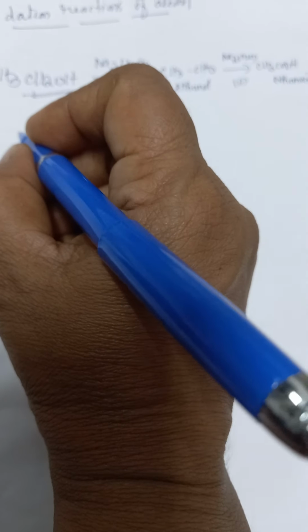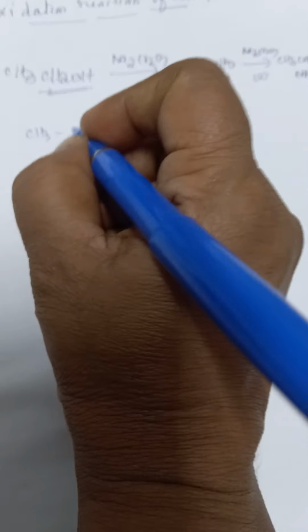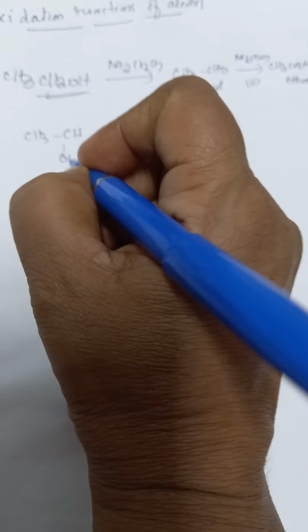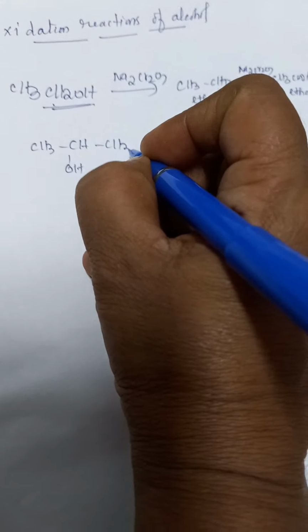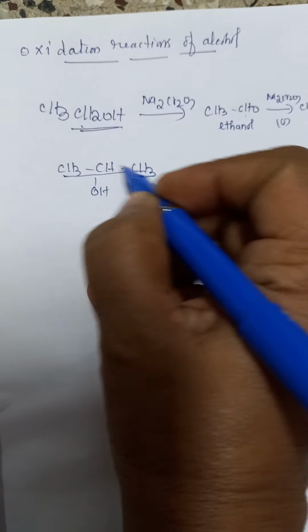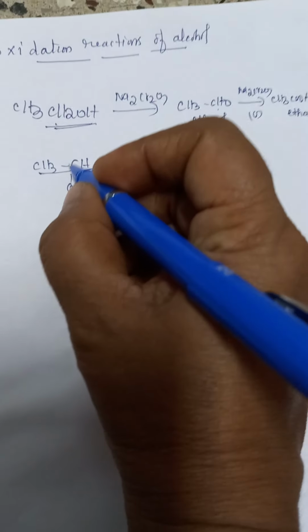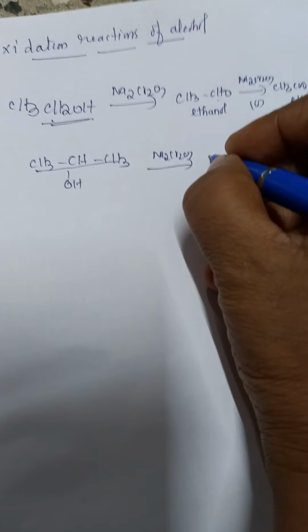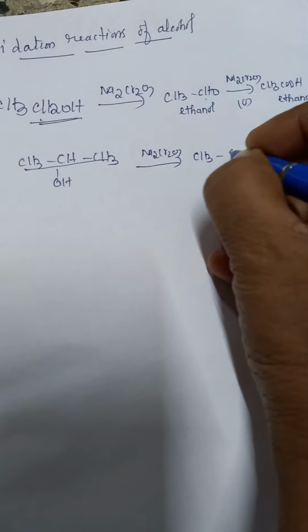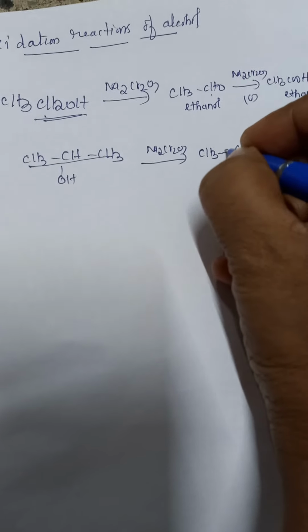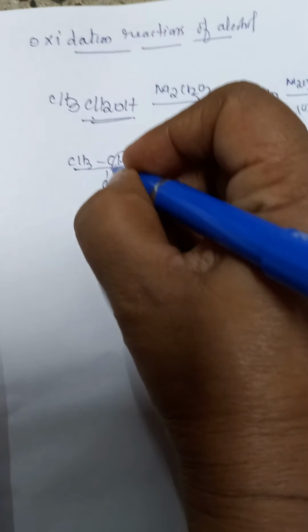Now take a secondary alcohol. Three carbon atoms, propan-2-ol, with acidified sodium dichromate. Secondary alcohol is always oxidized to a ketone. So CH3, C double bond O, CH3. This hydrogen is removed, giving C double bond O, acetone.